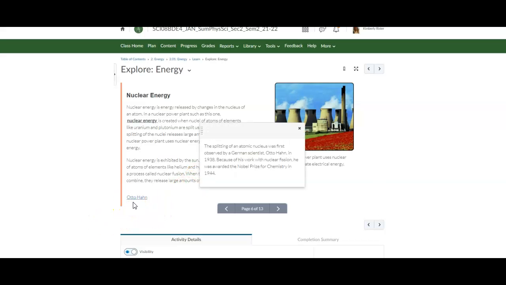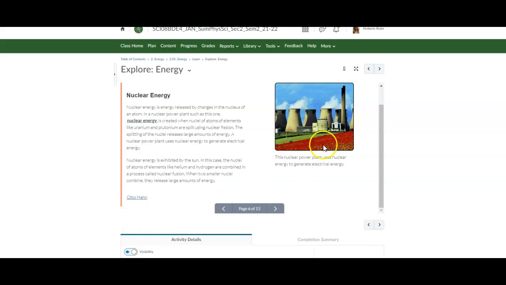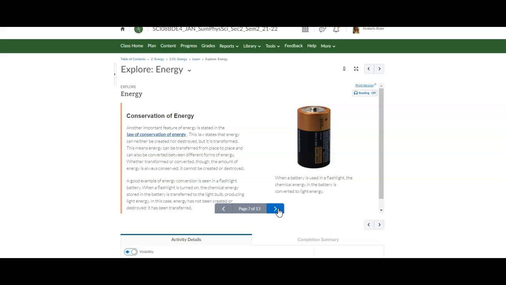And then Otto Hahn, the splitting of an atomic nucleus was first observed by a German scientist, Otto Hahn, in 1938. Because of his work with nuclear fission, he was awarded the Nobel Prize for Chemistry in 1944. And so here's a picture of a nuclear power plant, and it talks about nuclear energy being used to create or generate electric energy. So you could write that down in your notes as well. So that answers number 6. So now we're going to number 7.